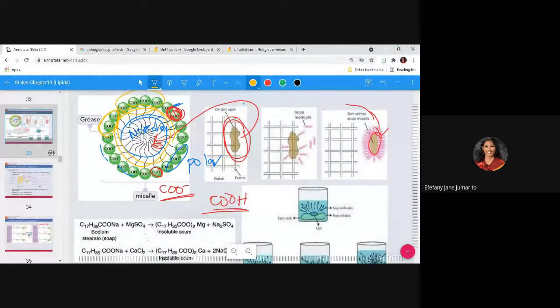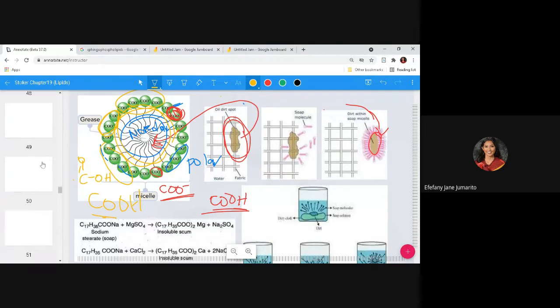Now, the ano lang siya, it's not bilayer. Micelle is not bilayer. Isa ra siya ka layer. And then, the polar region in your micelle are what? Carboxylic acids or the carboxylate ion, COOH. So this constitutes the polar region of your micelle.